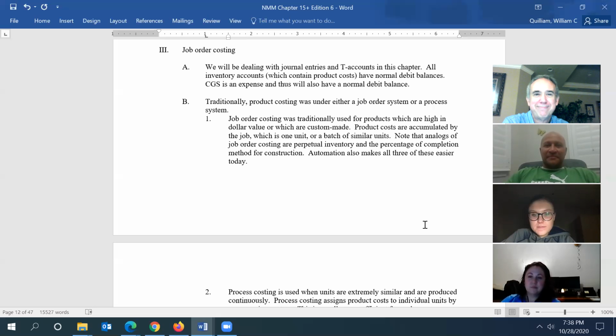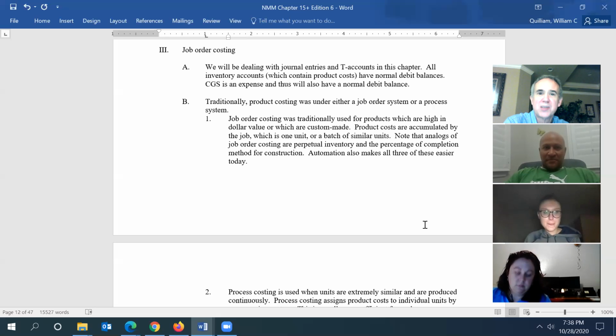Now in B, well, traditionally, product costing was under either a job order system or a process system. Well, job order costing was traditionally used for products which are high in dollar value or which are custom made. And product costs are accumulated by the job, which again is one unit or a batch of similar units.